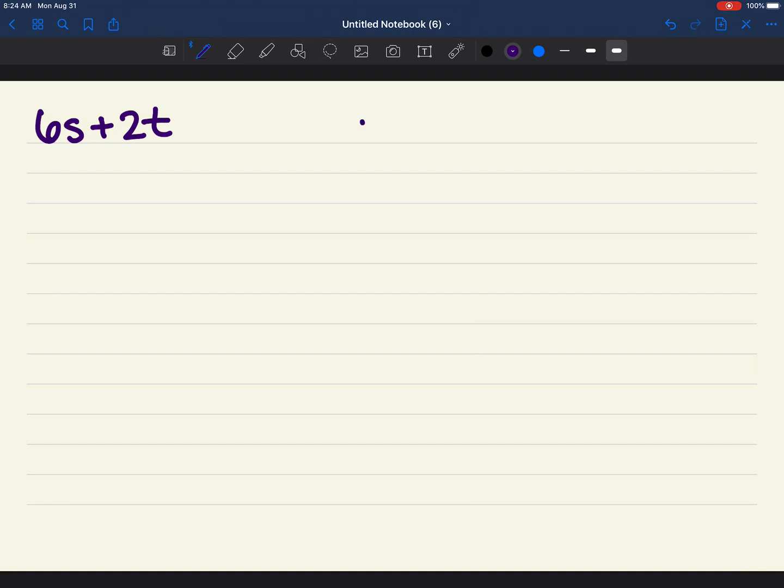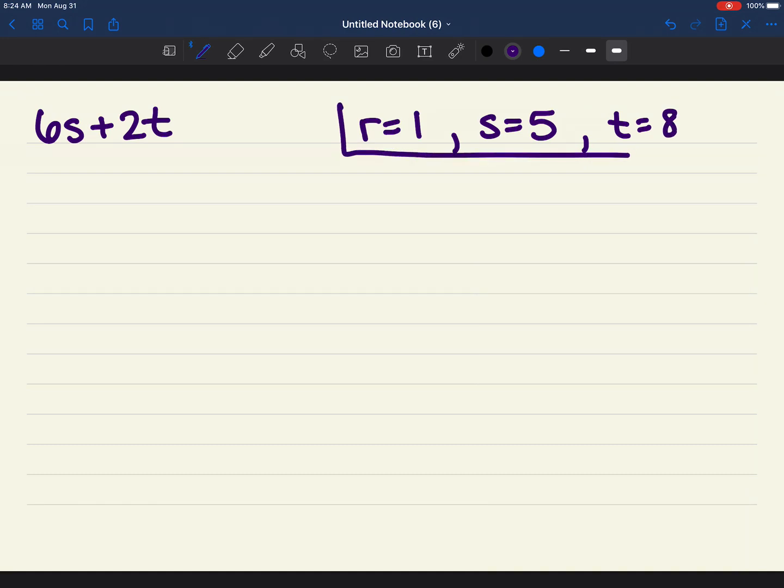Now, I'm going to put these up in the corner because we're going to use these same variables for the next few problems. So r is equal to 1, s is equal to 5, t is equal to 8. Okay, so first thing I want to do here is substitute for s and for t. Who can tell me how I would rewrite this, substituting for s and t? Gage. 6 times 5 plus 2 times 8. Very good.